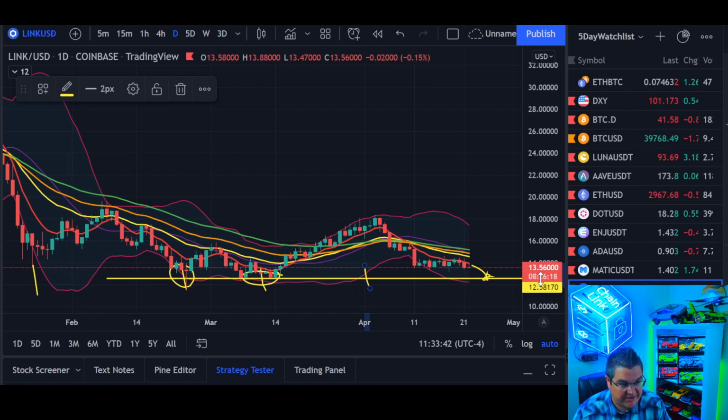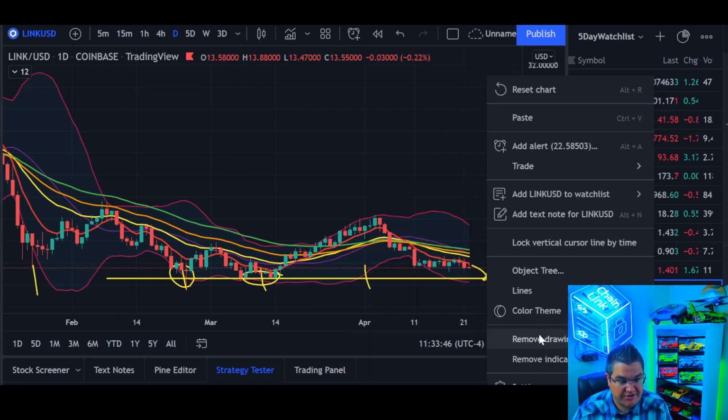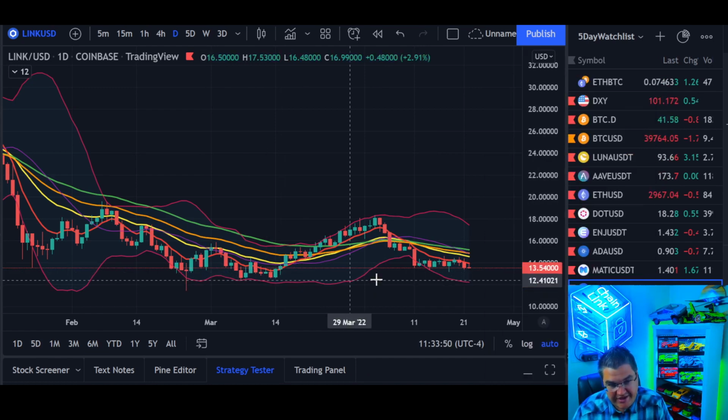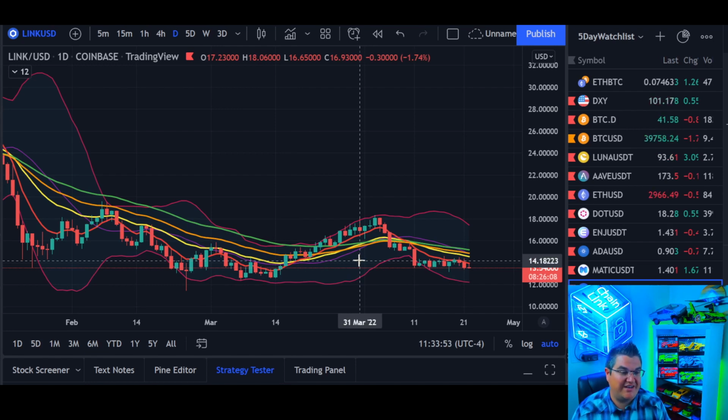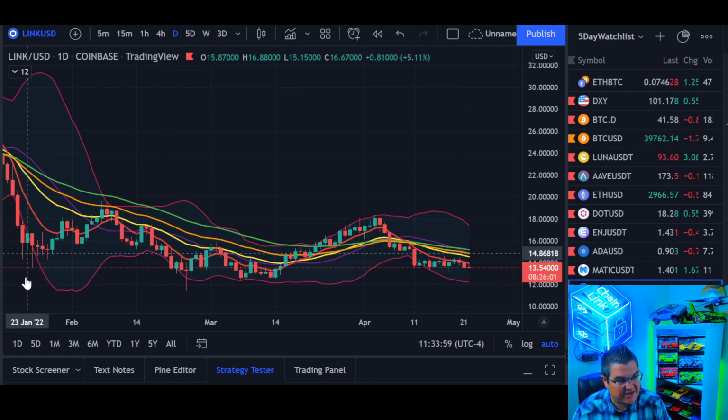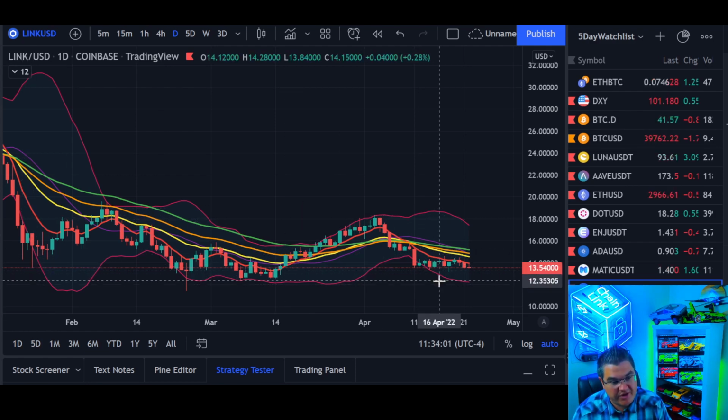You want more touch points. The more touch points you have, the stronger that level will be. We have a couple here. So it is stronger than one, obviously, but it's not a super base because it's really just this general area. I would love to have seen another touch point here, another touch point here, right?